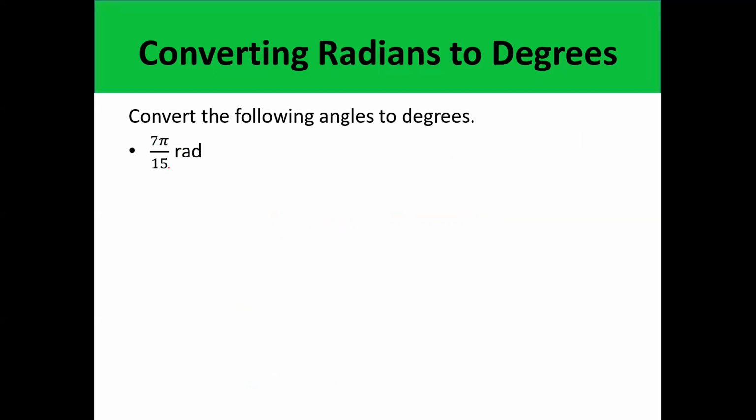So 7 pi over 15 radians will be multiplied by 180 degrees over pi radians. This means that pi radians will be cancelled out here. So we have 7 times 180 divided by 15. Now, if we divide 180 by 15, that's going to be 12. And then multiply it by 7, so that's going to be 84 degrees.